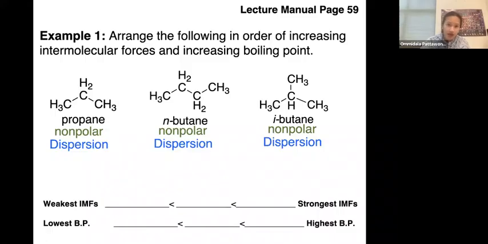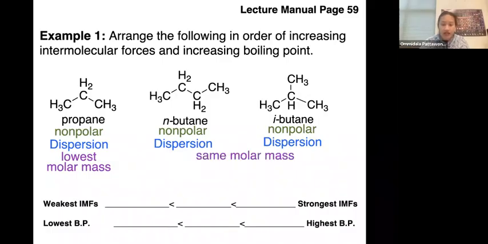And as I mentioned earlier, the factor that determines the strength of dispersion force would be molar mass. If the molar masses are equal, then you're looking at the shape of the molecule. So in this case, looking at molar mass, propane has the least amount of carbon, so it's going to have the lowest molar mass. Between N-butane and I-butane, you will see that they both have the same number of carbons and also the same number of hydrogens. Therefore, they both would have the same molar mass.